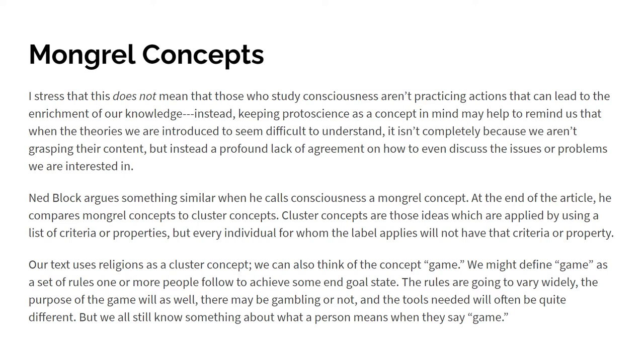Another way to think about it that's slightly different but similar enough for our purposes is family resemblance. Another example might be the concept of game. Everybody knows vaguely what you mean when you say the word game, but if you really think about it, there are many, many different types of games out there. There are video games, there are board games, there are sports that we call games, and we can define it with a list of criteria saying that games have rules, and people who are playing the game follow those rules to try and achieve some goal end state. The rules are going to vary. The activities that you do to participate in the game will vary. Sometimes there's gambling, sometimes there's not. But the concept is still there, and that's why it is a cluster concept. And Block says consciousness isn't there yet. It might be eventually, once we all have a consensus on what it means when we talk about consciousness, but so far we haven't even reached that step yet.